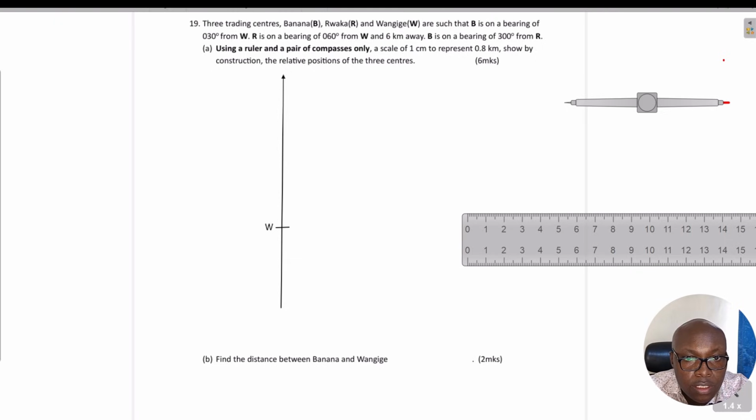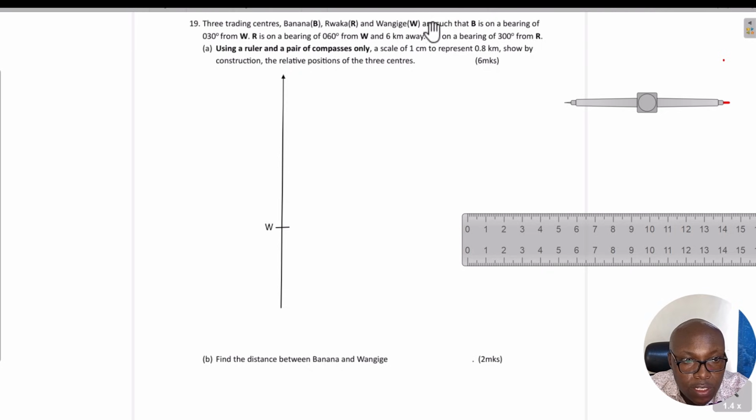Question 19. Three trading centers, Banana, that is B, Roca R, and Ngige W, are such that B is on a bearing of 030 degrees from W. R is on a bearing of 060 degrees from W and 6 kilometers away. B is on a bearing of 300 degrees from R. Part A, using a ruler and a pair of compasses only, and a scale of 1 centimeter to represent 0.8 kilometers, show by construction the relative positions of the 3 centers. So that is what you're supposed to do.